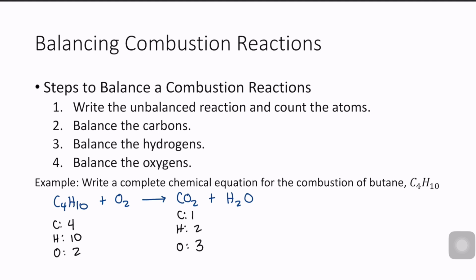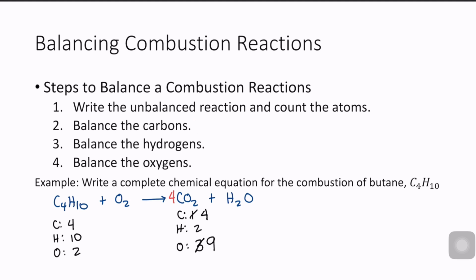Now I want to balance the carbons. So that means I'm going to put a 4 in front of the carbon dioxide on my product side. And when I do that, it changes the number of carbon on my product side. So now I have 4 here, but it also changed the number of oxygens. So now I have a total of 9 oxygens. I have 4 carbon dioxides and 2 oxygens in each one of those, so that's going to give me a total of 8, plus the 1 oxygen from my water to give me a total of 9 oxygens on my product side. Step 2, check.